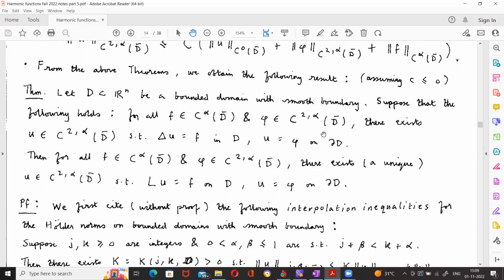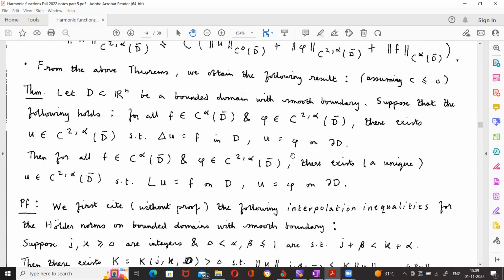So suppose that this problem is solvable for the Euclidean Laplacian. Then what we can prove, by the method of continuity, is that the same problem is going to be solvable for any second order elliptic operator L. That means for all f in C alpha D closure and phi in C2 alpha D closure, there exists a unique U in C2 alpha D closure such that LU is equal to f on D and U is equal to phi on boundary D. So this we're going to prove by the method of continuity.